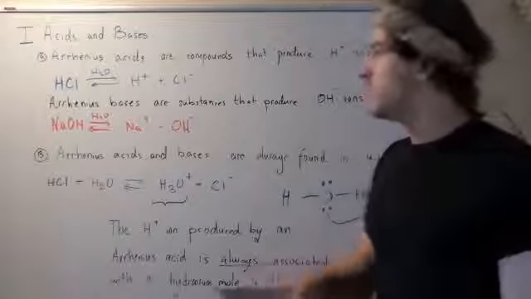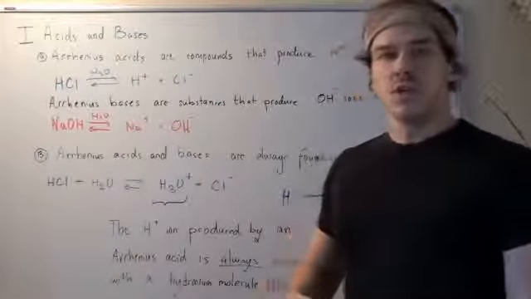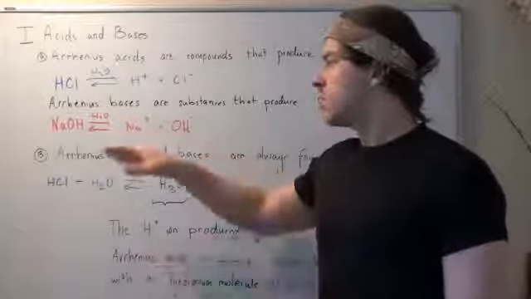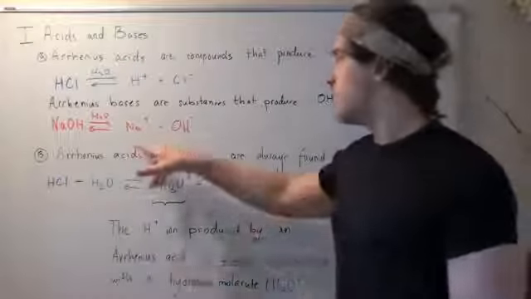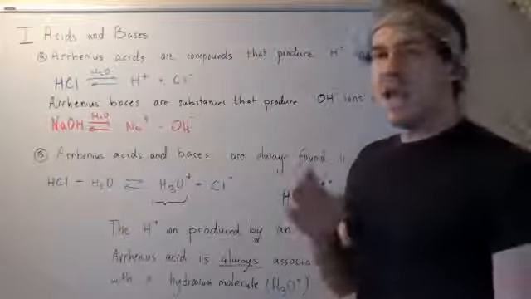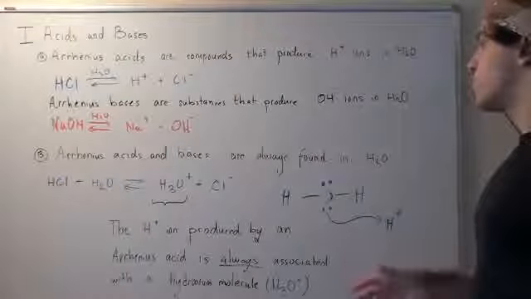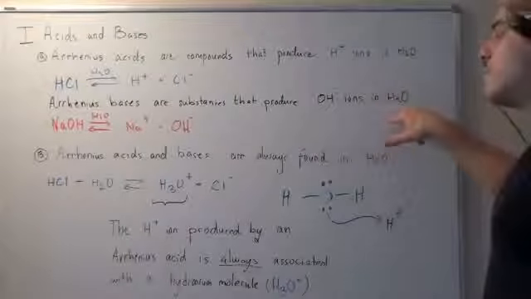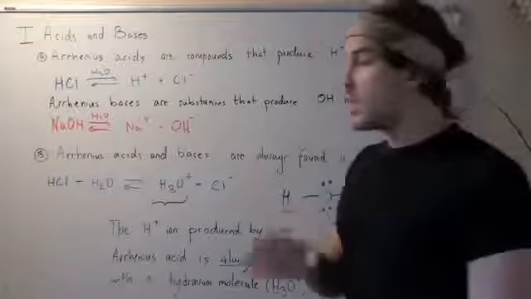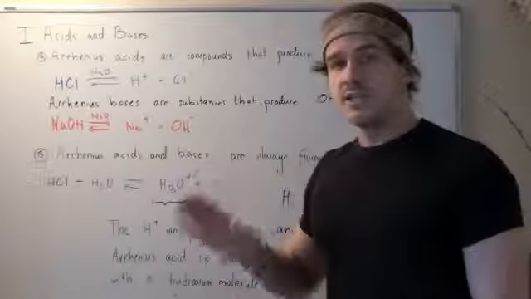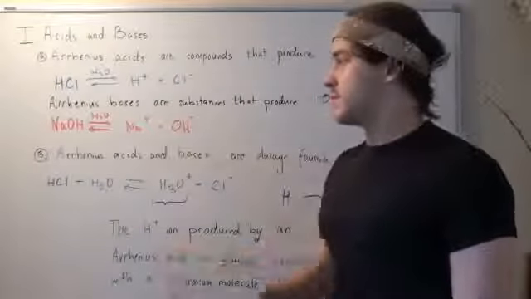Now, Arrhenius bases are those substances that increase OH concentration in water. So, for example, let's look at sodium hydroxide. Sodium hydroxide, when mixed with water, dissociates into sodium and an OH ion. And that means it increases the concentration of our OH ions found in water. Therefore, this guy, by definition, must be an Arrhenius base.